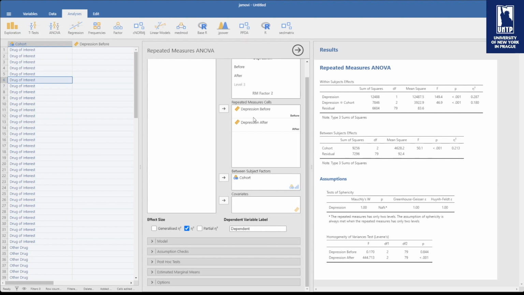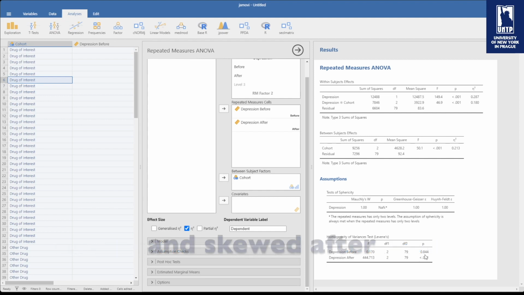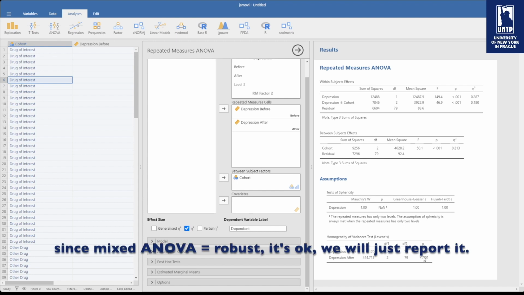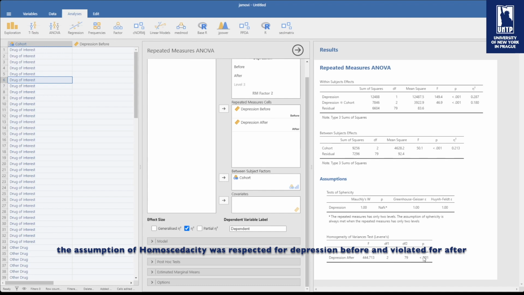If we would have had a midpoint, then sphericity would have made sense. In this case, it doesn't make sense inasmuch as it's only 2 levels. Anyway, homogeneity: we have that our data set is homogeneous before the drug and skewed after. However, since Mixed ANOVA is quite robust, we will just report it. So don't worry about it. You will just say that the assumption of homogeneity was respected for depression before and was violated for depression after.